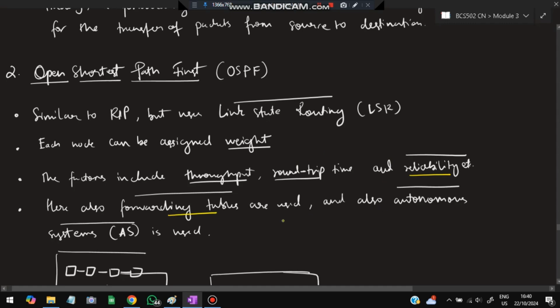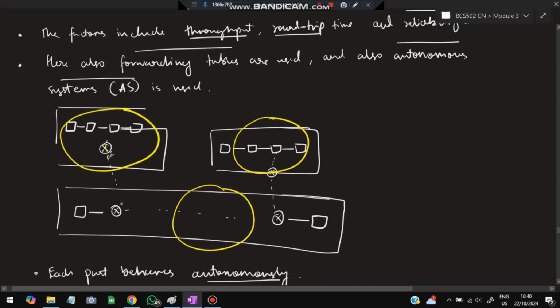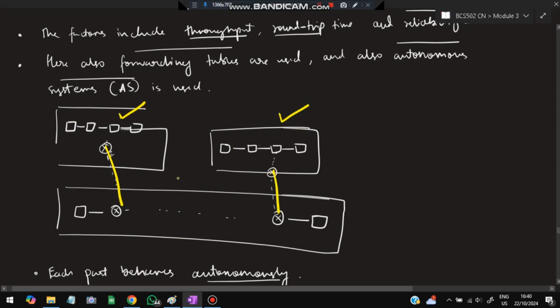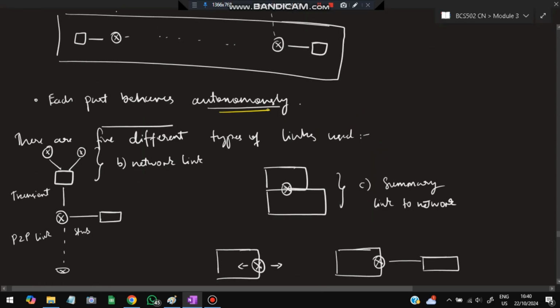Also, the forwarding tables are used and autonomous systems are used. So forwarding table, you already know, it has all the information from the source to the destination, what are the paths and all. But what is autonomous systems? Okay, autonomous systems means it will be having a separate system here. Everything will be separately present here. Okay, and there will be connection between the routes present here. Okay, and each of these will be having its own algorithms. This is called as open shortest path first. Okay, OSPF uses autonomous systems here. Okay, each packet behaves autonomously.